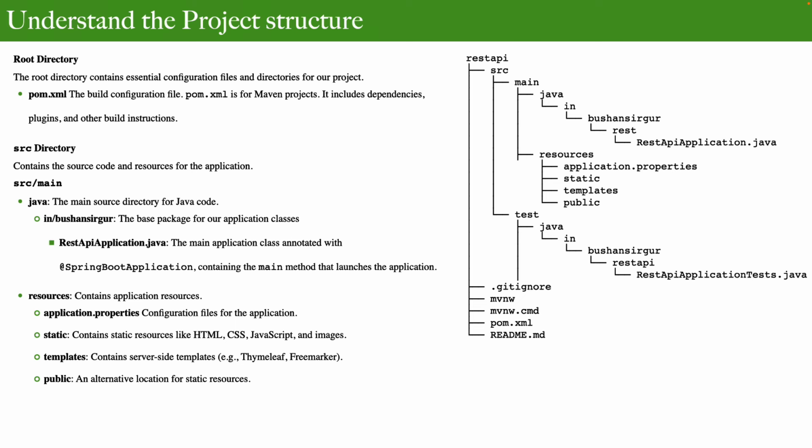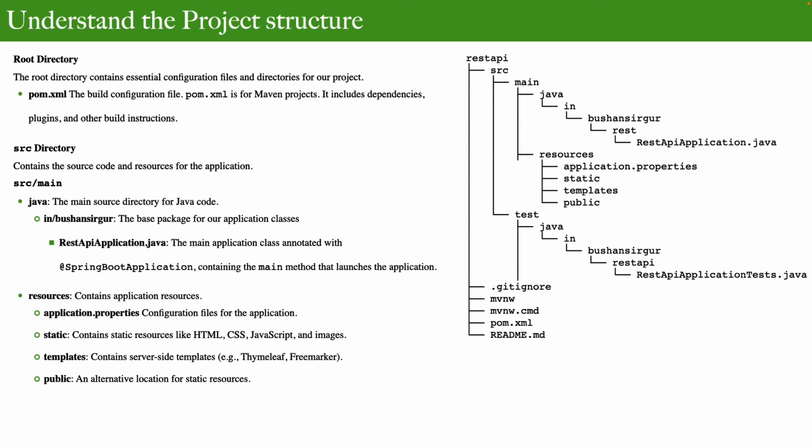Under this, we have a default package, which is in.bhushan-sirgur. This is the base package for all of our application classes. We will create sub packages under this package. Inside this, we have the Java class called RestApiApplication.java. This is the main application class, which is annotated with @SpringBootApplication. This is the entry point to our application. It contains the Java main method.